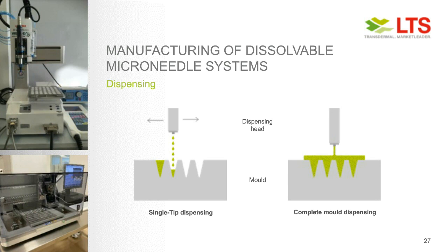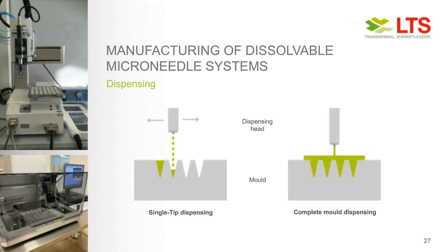For example, think of single tip dispensing: you don't dispense only one solution. You dispense two or three, making it a multi-layered needle type, which can disintegrate at different times with different speeds. So there are a lot of possibilities there to enhance products. Nevertheless, of course, single tip dispensing takes a little bit more time.